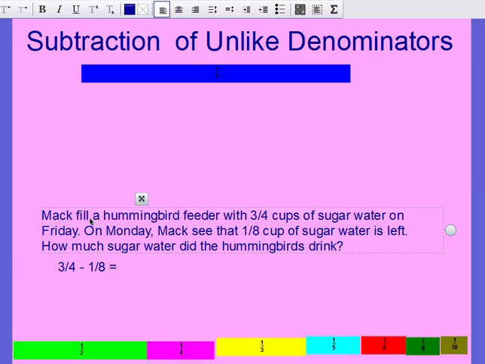Max fills a hummingbird feeder with 3/4 cups of sugar water on Friday. On Monday, Max sees that 1/8 cup of sugar water is left. How much sugar water did the hummingbirds drink?